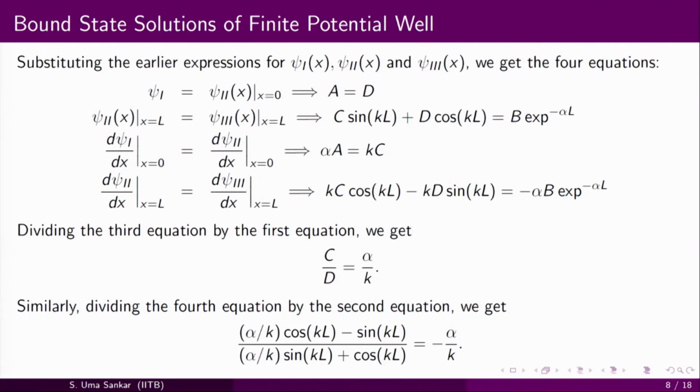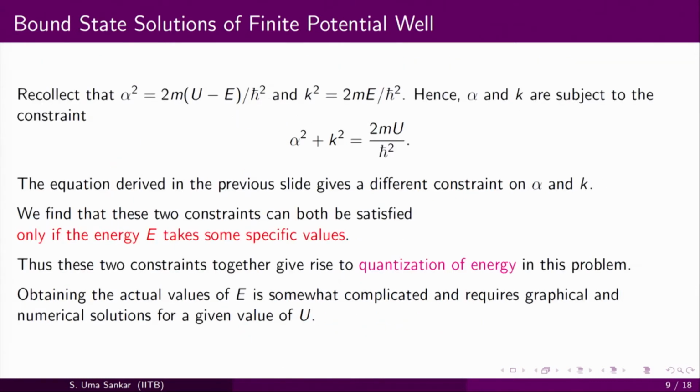But the important point is that these two conditions, alpha squared plus k squared equals 2 mu by h cross squared, and the other condition which I get from satisfying the boundary conditions at x equal to L, together give me the quantization of energy in this problem. Explicitly calculating what this energy is, is quite complicated, and as I told you, you can solve the problem using either graphical techniques or numerical techniques.